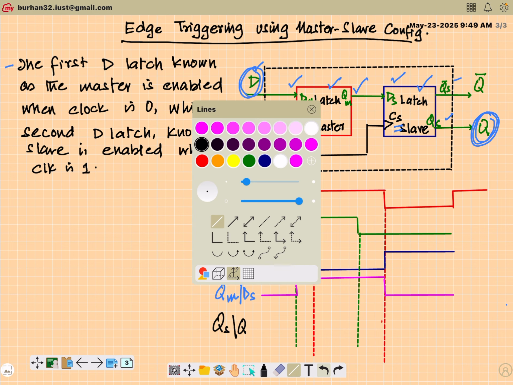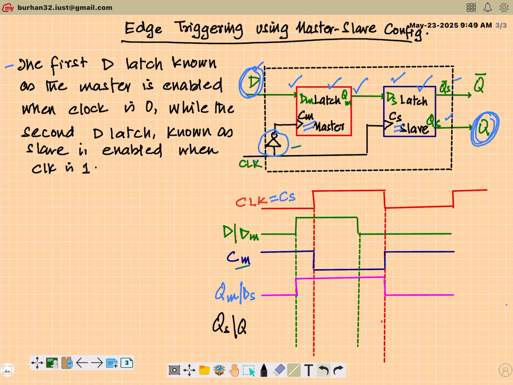So if you plot it, up to this instant the clock is 0, so nothing is happening. Then after this, it will track what is happening at the pink output. So it will follow the pink output like this. Fine. And then it will drop to 0. So these are my waveforms.